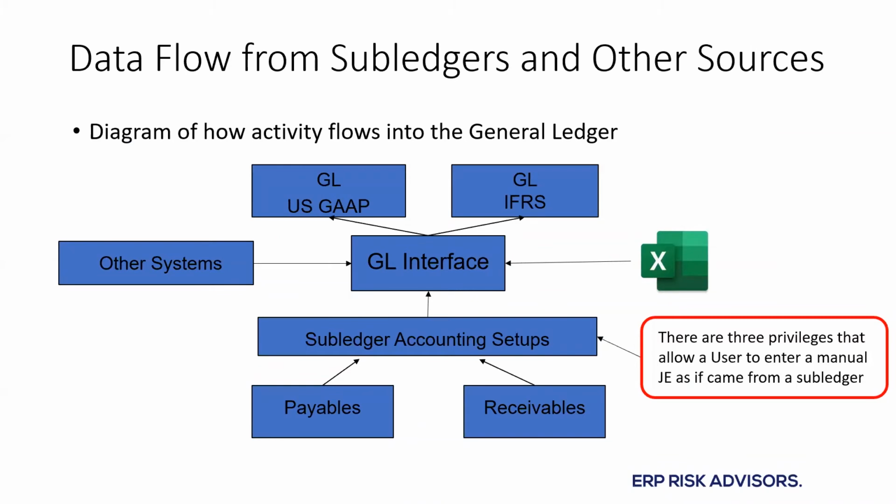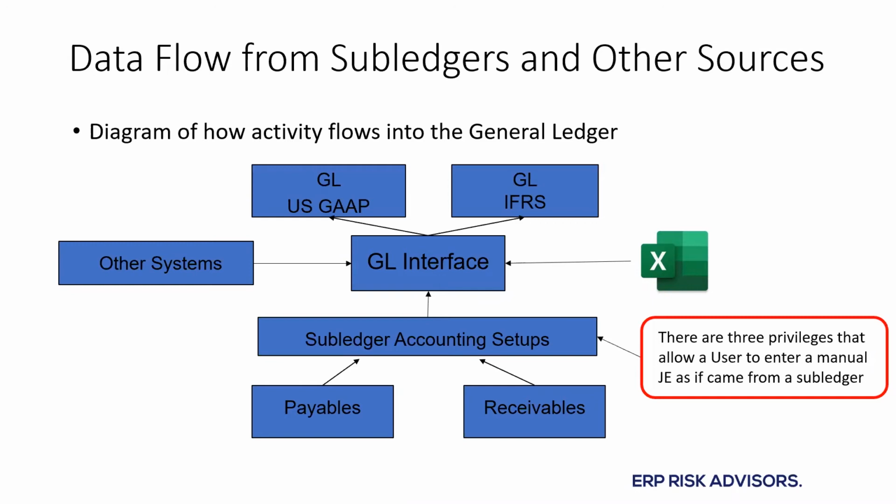Let's look back at this diagram. What Oracle has provided is the ability to enter a manual journal entry that could use a source that appears to be coming from a subledger, such as payables or receivables. If someone were to prepare a journal entry and that journal entry was not subject to the journal approval workflow, they would effectively be bypassing the controls over manual journal entries.